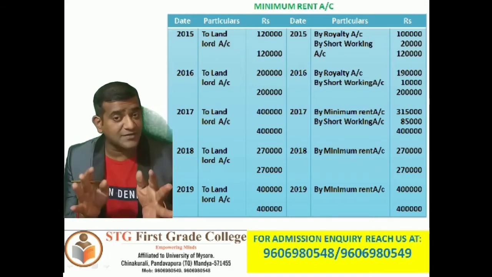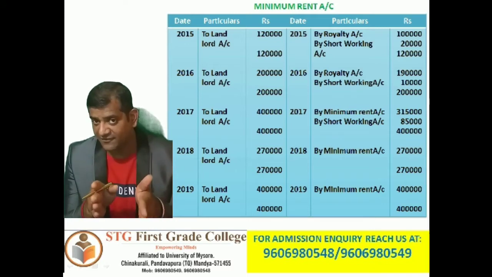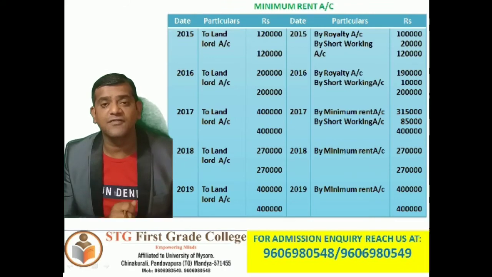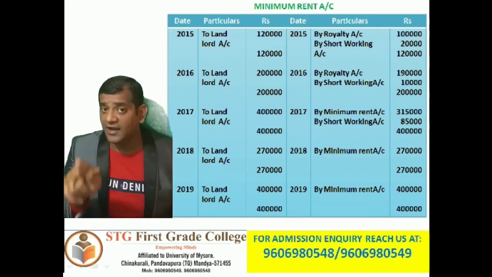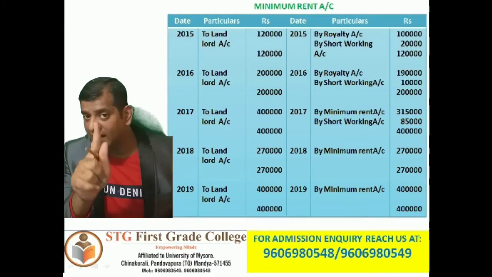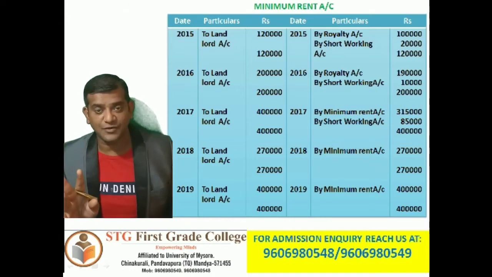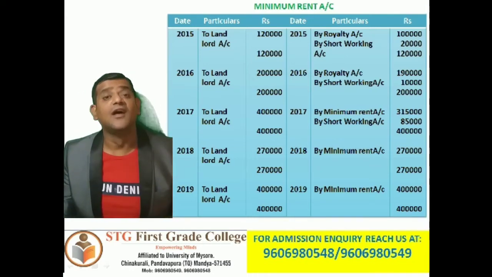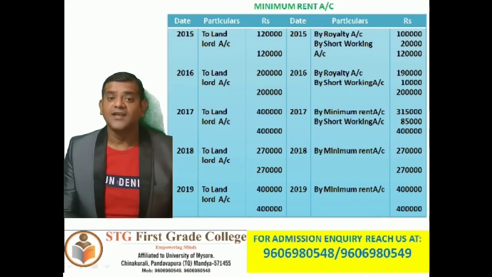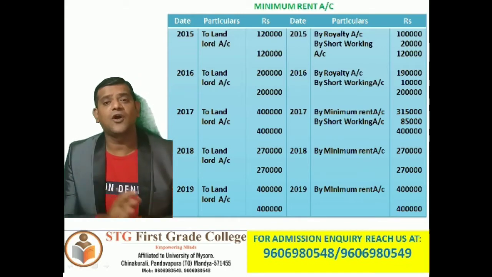So try to understand. To landlord account, that is the minimum rent column amount I have taken, 1,20,000. That 1,20,000 we could match up with royalty payable plus the short working. That is why by royalty account 1 lakh rupees we got, and by short working account we got 20,000. So both the side total 1,20,000. Okay.